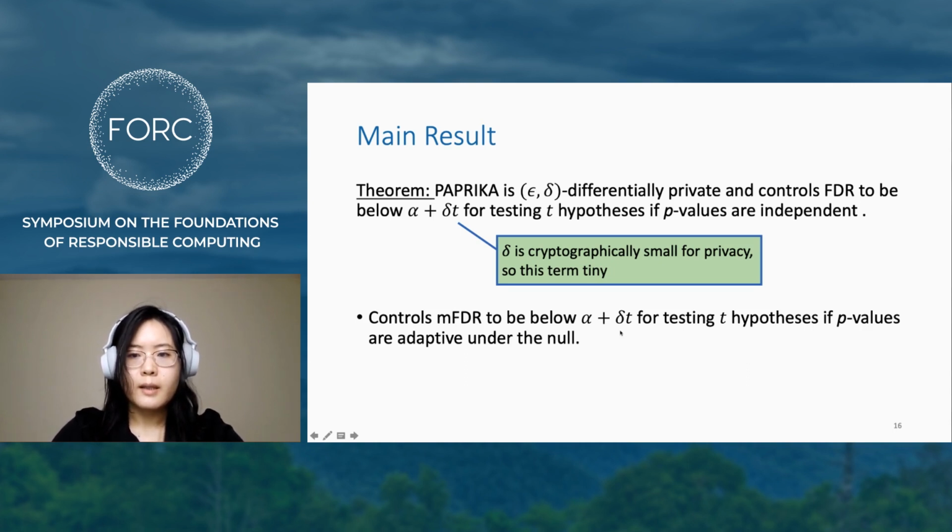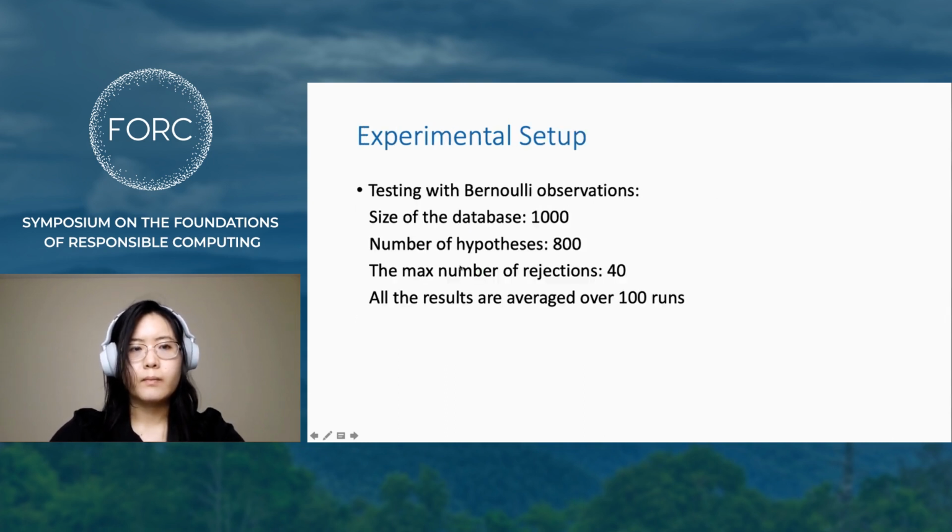And it can also control a slightly weaker notion of FDR called MFDR if p-values are adaptive under the null. We also note that although epsilon doesn't appear in the bound, it plays a role in the analysis. In fact, this bound is a complicated term, which is upper bounded by this delta times the term. We also have a bunch of empirical results in the paper to empirically evaluate FDR and power.